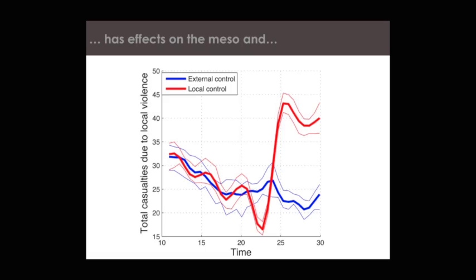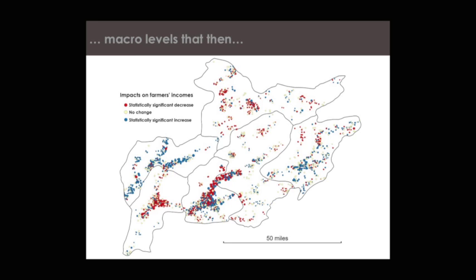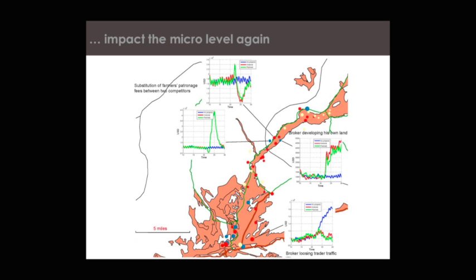This, again, will change behavior on the individual level, leading, hopefully in this particular case, to changes on the meso level, which then will feed up to the macro level, for example, leading to even more improved economic conditions throughout the area. And of course, this then feeds back into the micro level again, in this case, changing behaviors of power brokers.